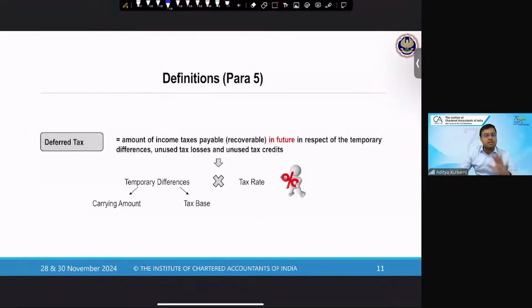We did questions 2 and 3 where we saw the concept of deferred tax. Now, when I talk about deferred tax, it is the amount of income taxes payable or recoverable in future in respect of temporary differences, unused tax losses, and unused tax credits. That is the meaning of deferred tax. Now, a lot of technical jargon is there, but let me tell you, it's not so technical.